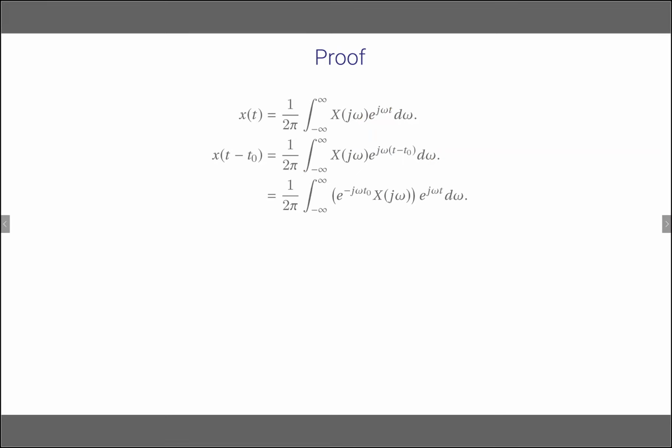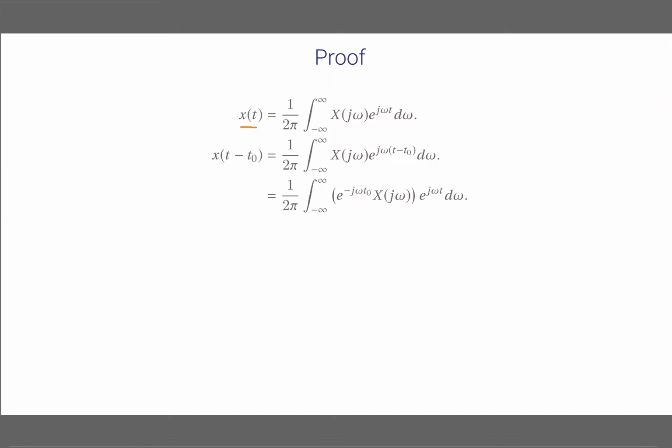Okay, let's go for a small proof of that. Let's write the synthesis equation x(t) equals 1 over 2 pi integral minus infinity to infinity X(j omega) e to the power of j omega t d omega. Let's substitute t equals t minus t naught over here. Then we realize that we can write that exponential as a multiplication: e to the power of minus j omega t naught X(j omega) times e to the power of j omega t.